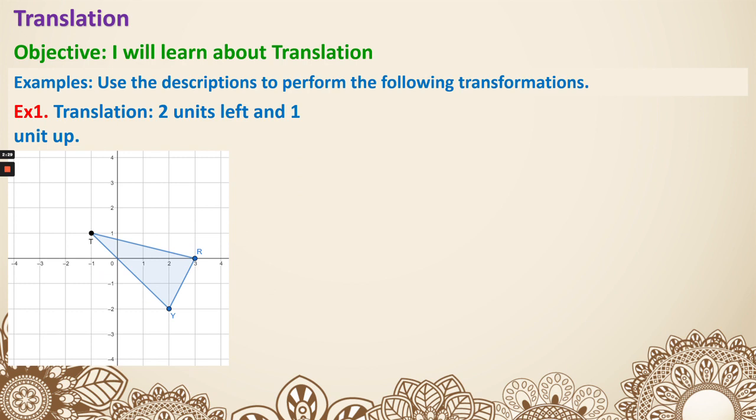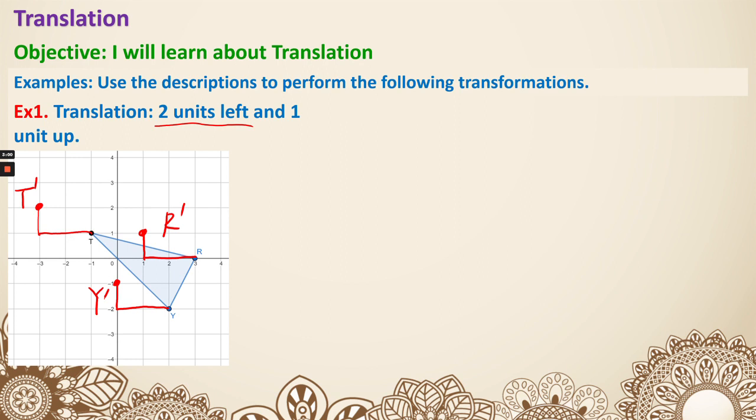Example 1, translation 2 units left and 1 unit up. That means for every single point, we're going to move them 2 units left and 1 unit up. So for example, T, 2 units left, 1 unit up. That's going to give you a point right here, which is T prime. Make sure you actually label the new shape, which is the image. For Y, same thing, 2 units left, 1 unit up is going to end up being here, Y prime. For R, 2 units left, 1 unit up is going to be right here.